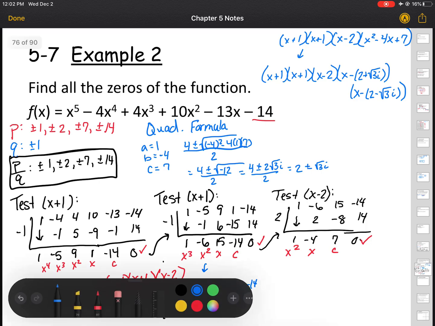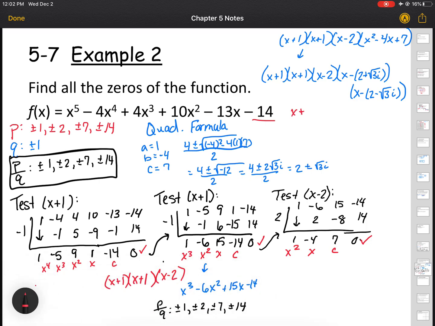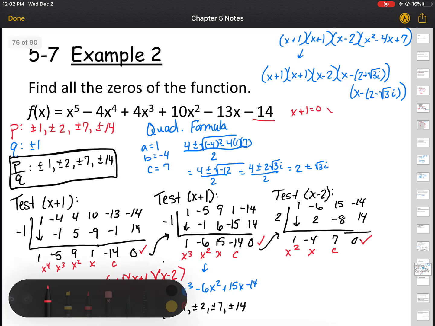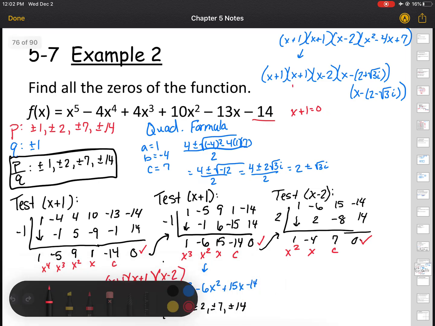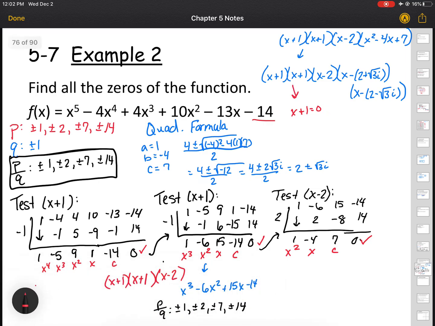Okay, and here are going to be our zeros. Set each factor equal to 0. So I have 2 x plus 1s here. So x plus 1 equals 0. If I move this 1 to the other side, x will be negative 1. So I have 2 of those. Then x minus 2 equals 0, so I'll have x to be 2.